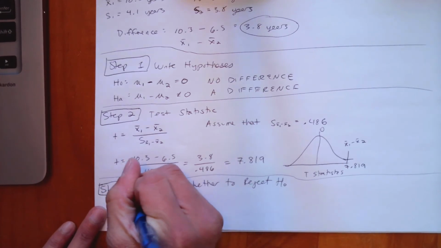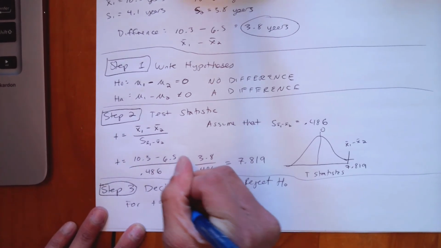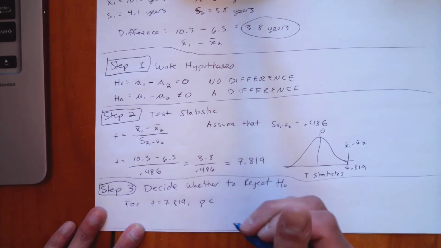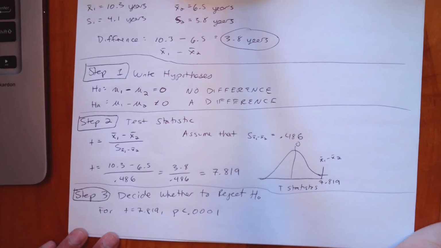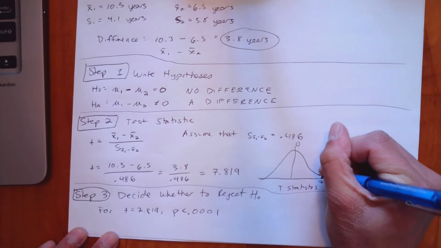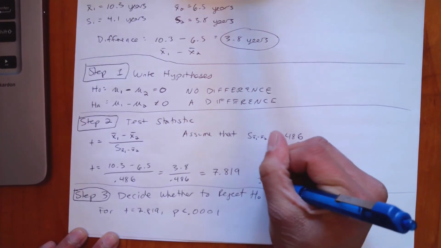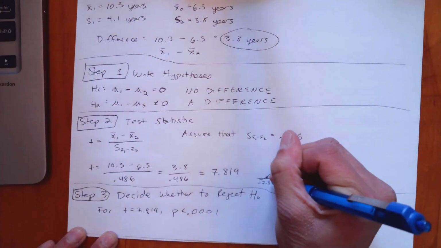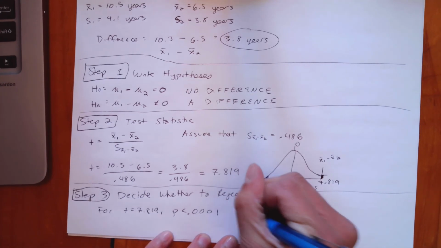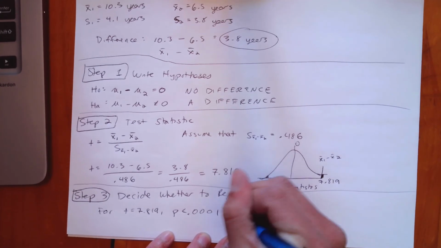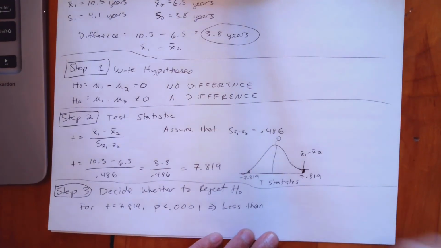As it turns out, for t equals 7.819, the p-value is really, really, really small. It's less than 0.0001. This means that in our distribution, the chances of getting a value that is greater than 7.819 or less than negative 7.819 are really, really, really small. And in fact, there is less than a 0.1% chance that you would get a sample value that extreme.